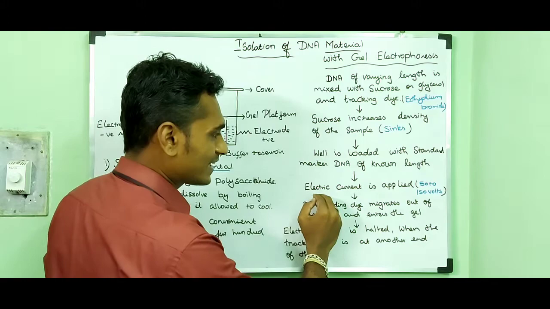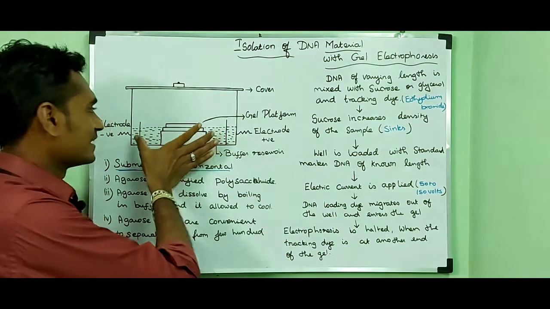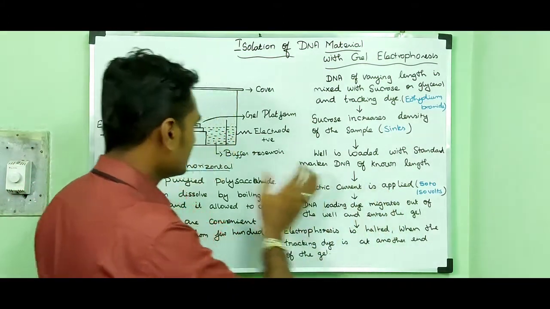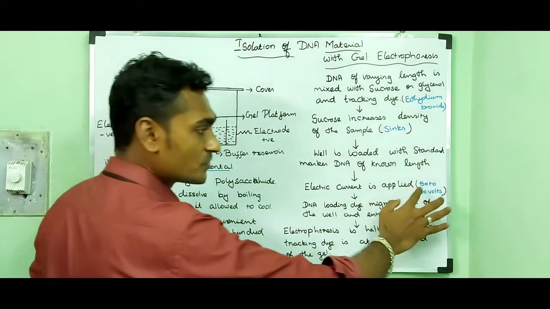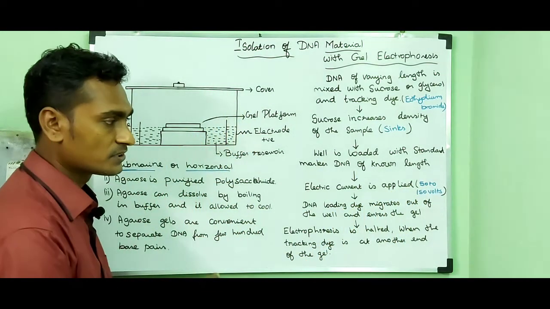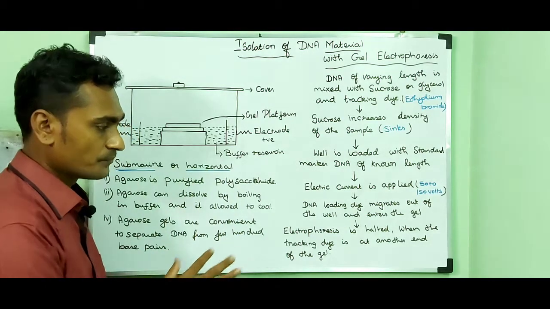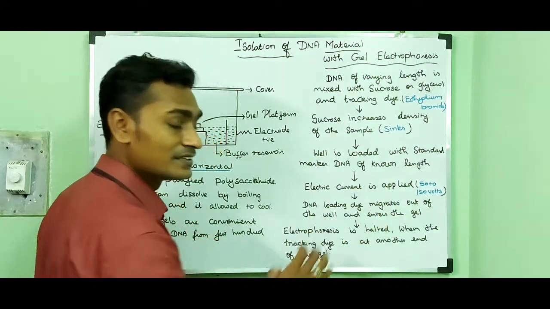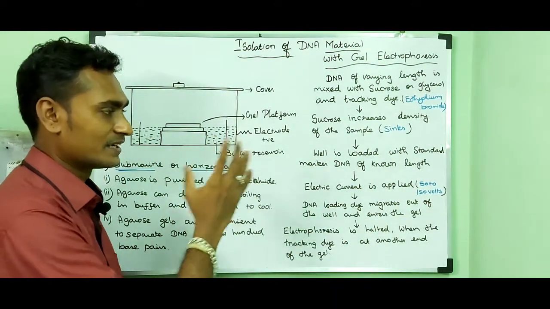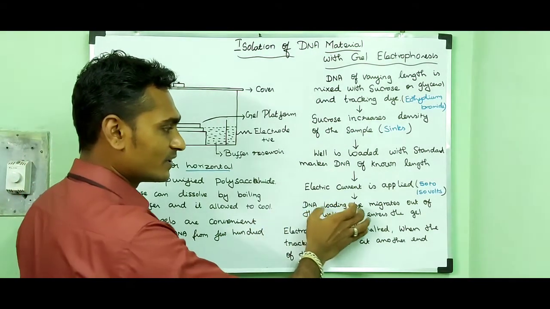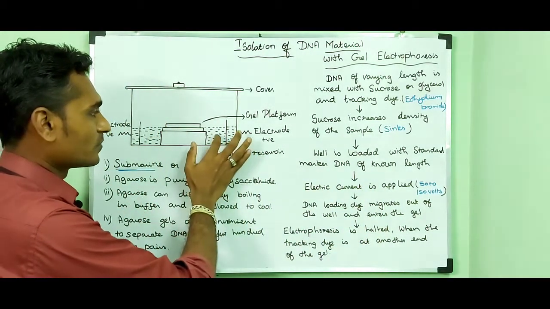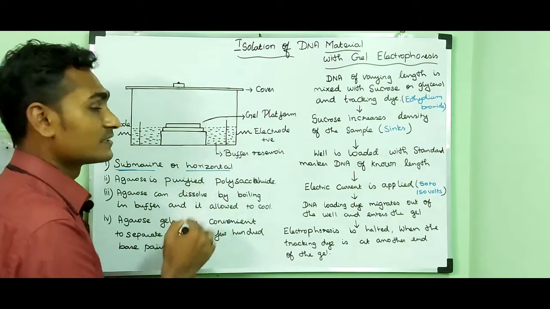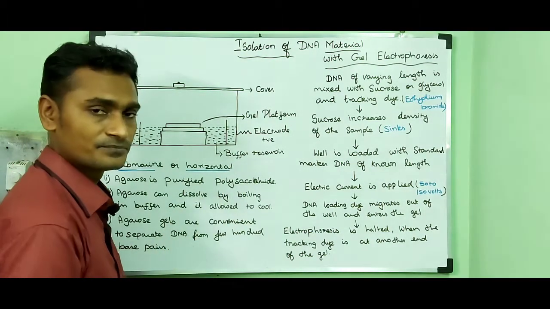The next step: electric current is applied to the electrophoresis unit, between 50 to 150 watts. The DNA loading dye migrates out of the well and enters the gel plate in respect to the electric field.